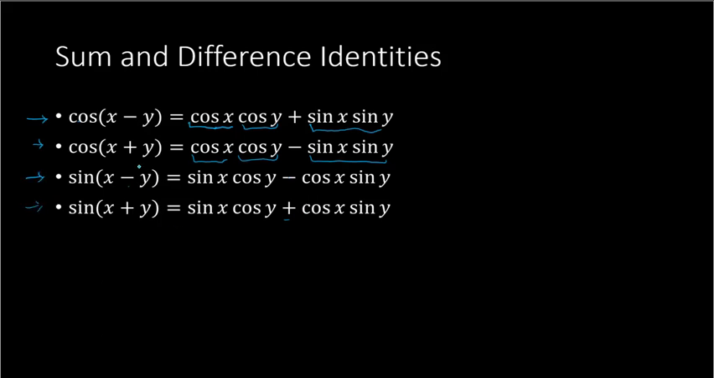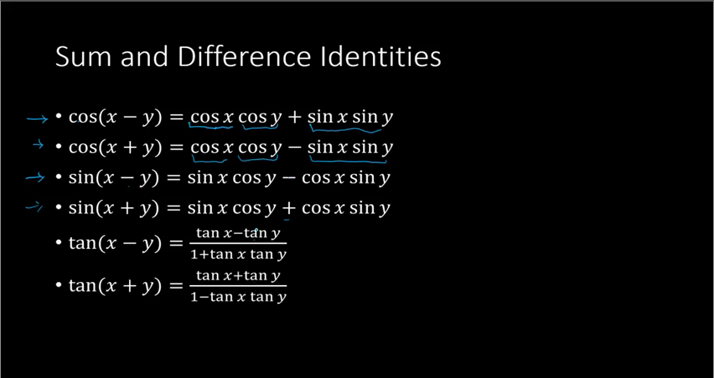Now we will extend this to include tangent. If we have tangent of x minus y, we take tan of x minus tan of y on the top, over 1 plus tan of x times tan of y on the bottom. And if we have tan of x plus y, we have tan of x plus tan of y over 1 minus tan of x times tan of y.